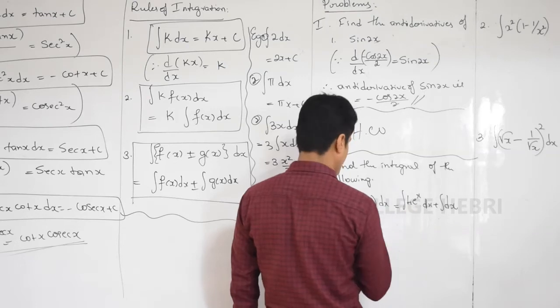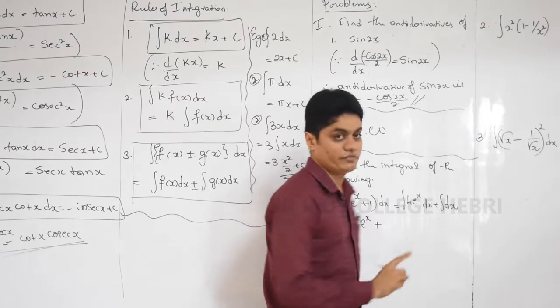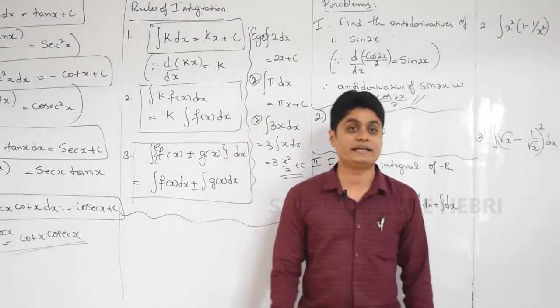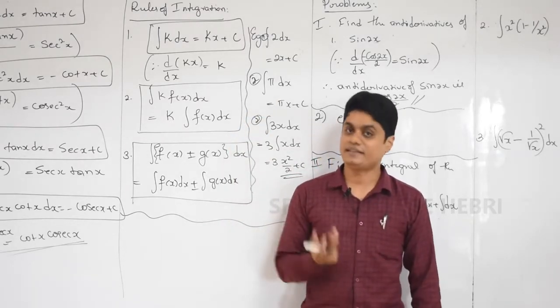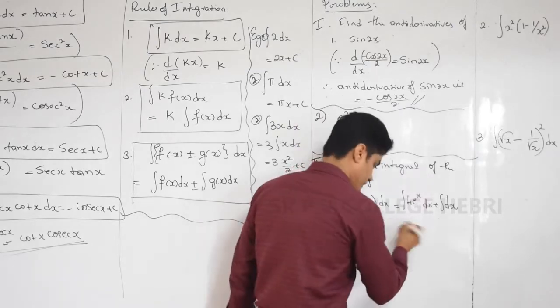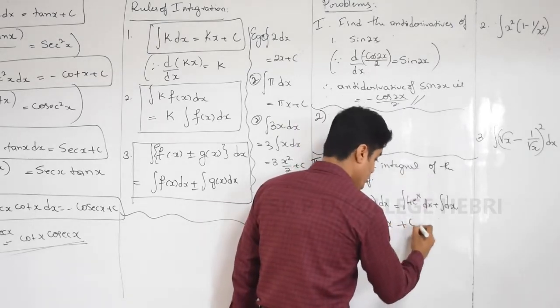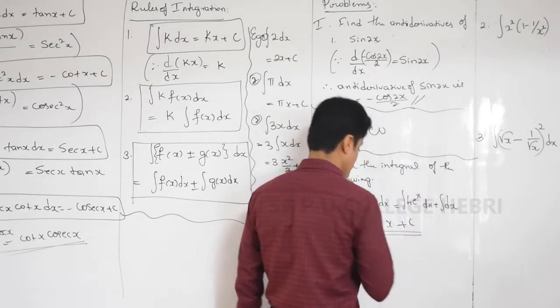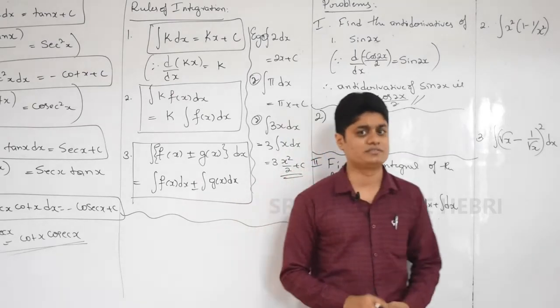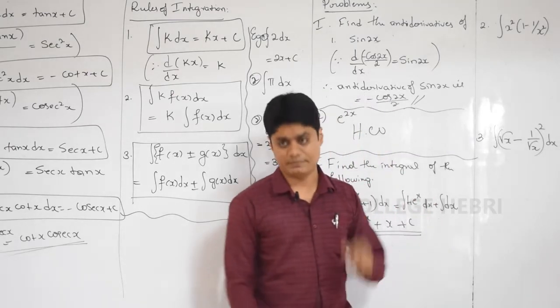What is the integration of e power x? e power x, there is no change in that. Then the integration of 1: use the first rule, k into x. What is the integration of k? kx. So what is the integration of 1? 1 into x, that is x. And don't forget to write the integration constant. If you do not write plus c, I hope you know what will happen, right?